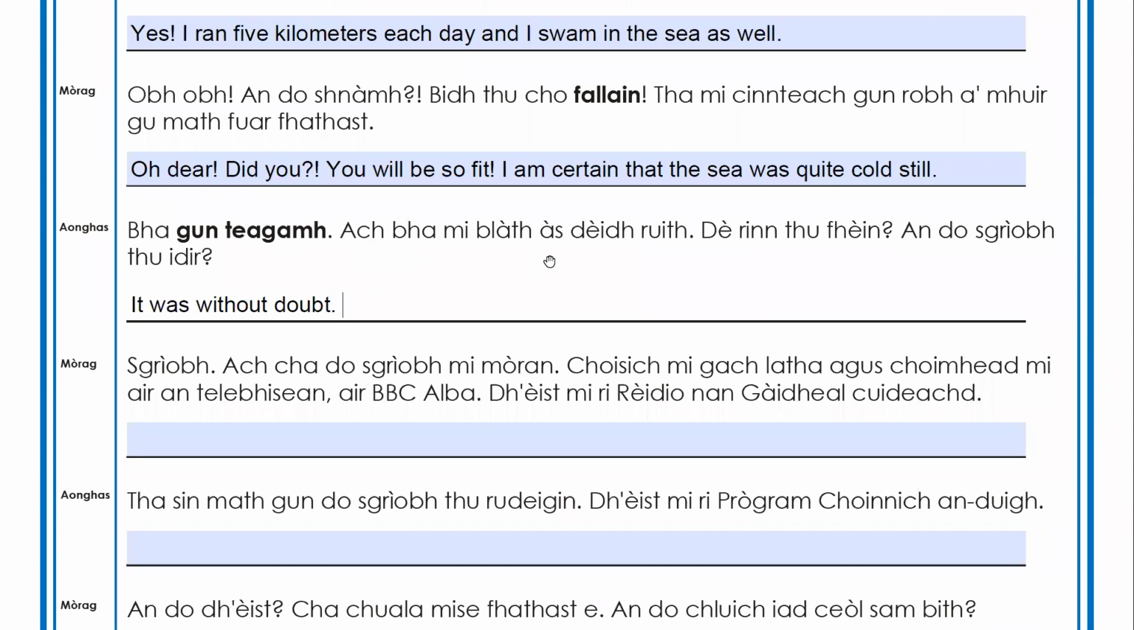Ach fami bla as j rui. So as j, we saw that talking about the time. As j ha e coig minuten as j uith. It's 5 minutes after 1. Ach fa mi bla as J rui, but I was warm after running.